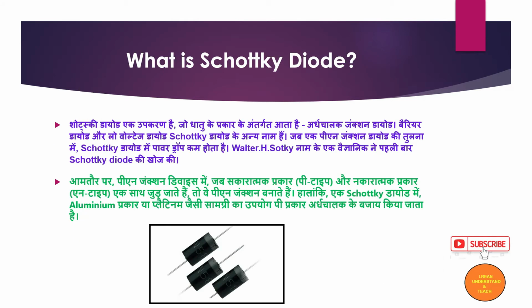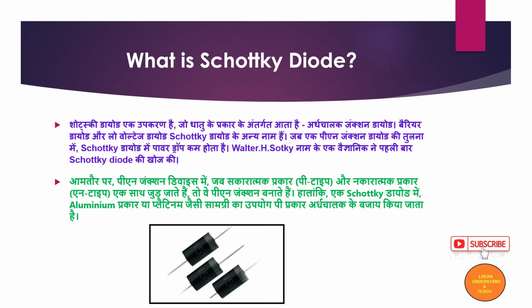Schottky diode is a device which comes under the type of a metal semiconductor junction diode. Barrier diode and low voltage diode are the other names for Schottky diode. When compared to a PN junction diode, power drop is lower in Schottky diode. A scientist named Walter S. Schottky first discovered Schottky diode.